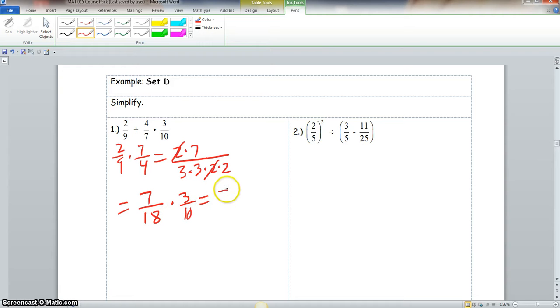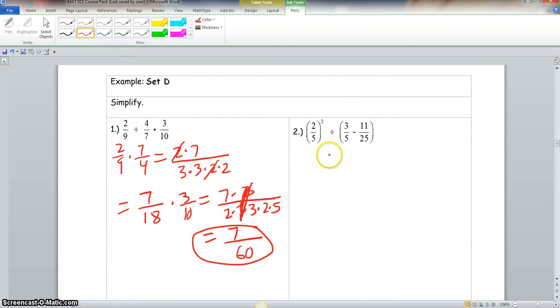Now we'll do the same thing, the prime factorization. 7 and 3 are already prime. 18 we've done on a few occasions, where 18 breaks down to 2 times 3 times 3, and 10 breaks down to 2 times 5. Now we simplify out what they have in common, which are these 3's here. So we will have 7 over 2 times 3 is 6, times 2 is 12, times 5 is 60. So our final answer here is 7 over 60.